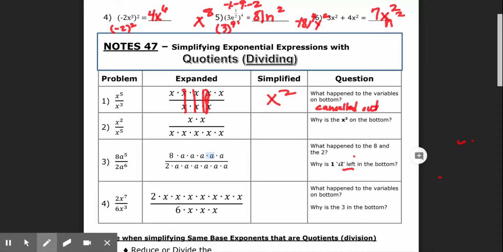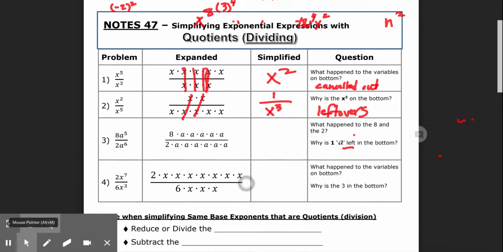Number 2, we have x squared divided by x to the 5th. So you have 2 x's on top and 5 x's on the bottom. So we're going to cancel out a pair, 2 pair actually. Now, if you don't have anything left on top, you need to put a placeholder there. So we're going to put a 1, and then you have 3 x's on the bottom. So it'd be x cubed. So why is x cubed on the bottom? That's just where the leftovers are.